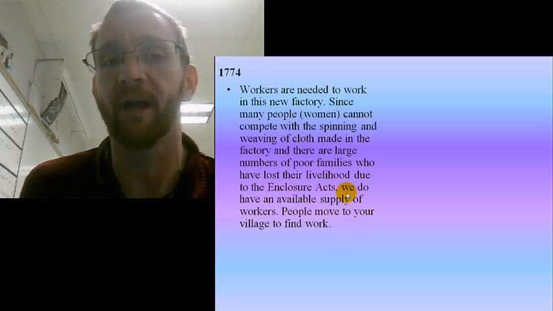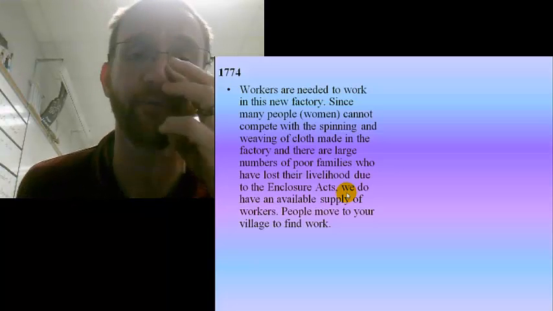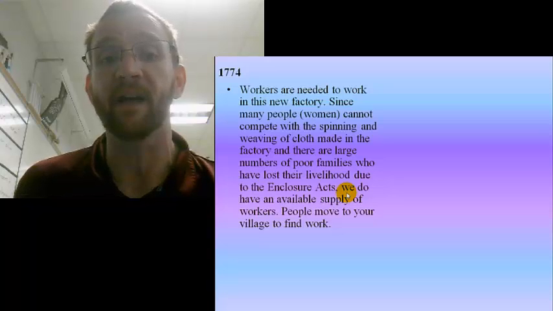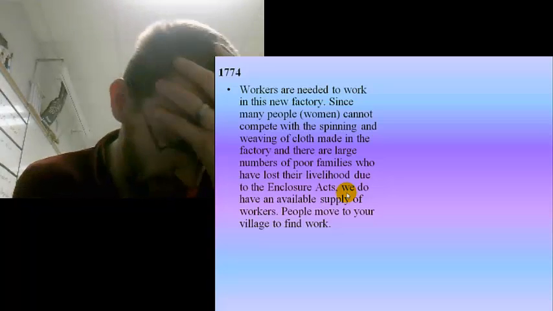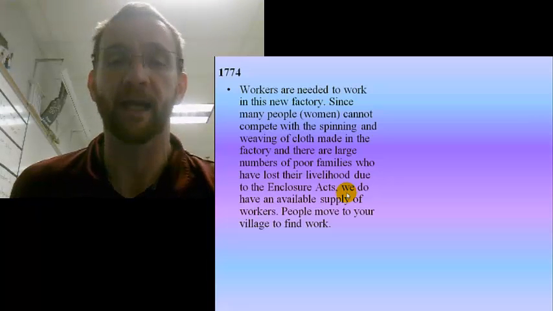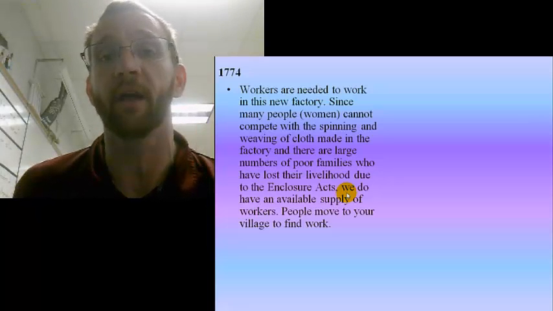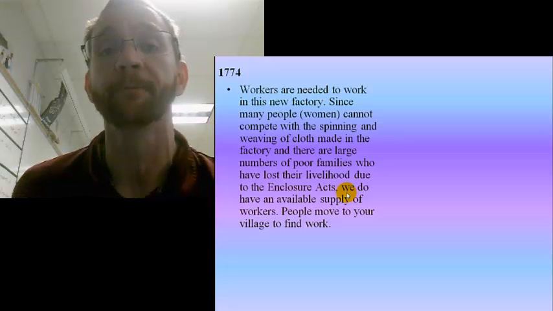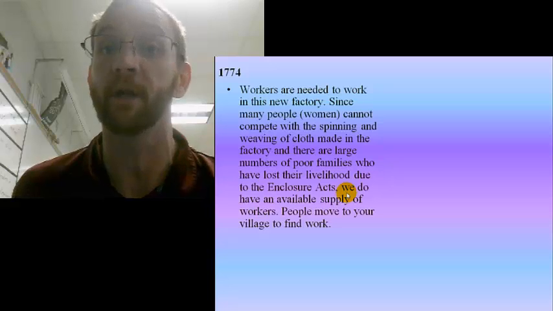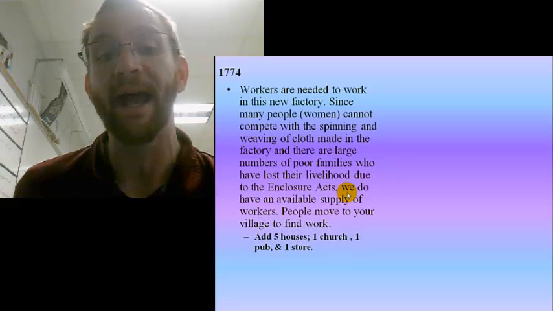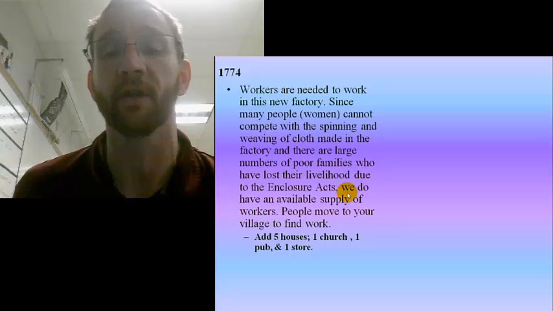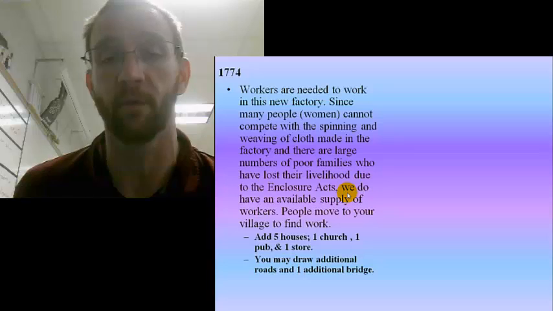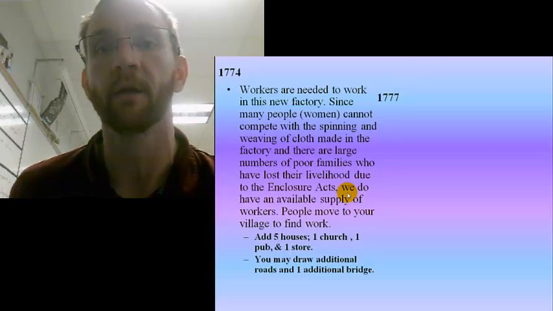1774. We're moving on in time. Workers need to work at this new factory. So since people can't compete with spinning, etc., they're out of jobs. So poor families need, darn it, I got to get a job. Because of the Enclosure Acts, they don't have a way to make a living. So now there's lots of people who need work. Guess what? Boom, they come to your factory, but they got to have places to live. Add 5 more houses, a church, a pub, and a store. Oh, you can also draw some more roads and a bridge if you need it.